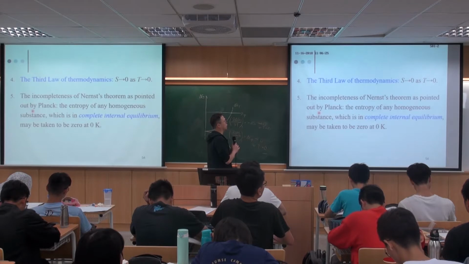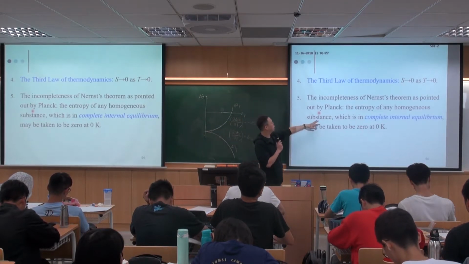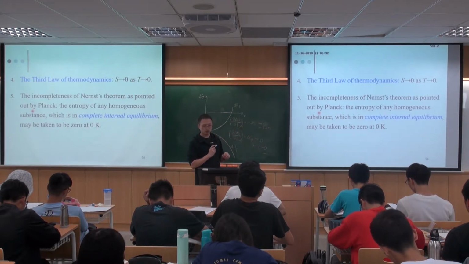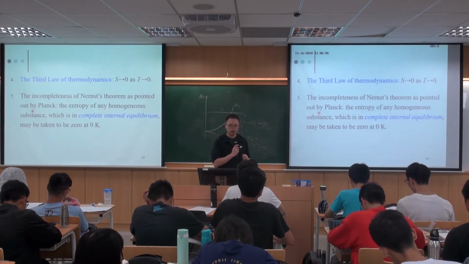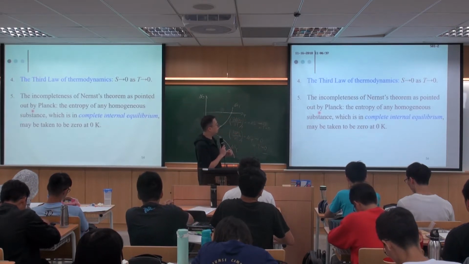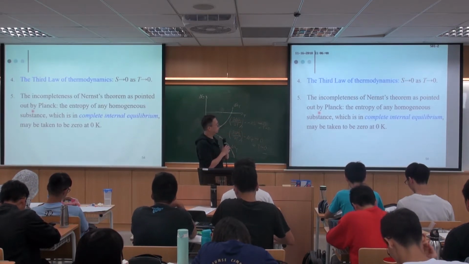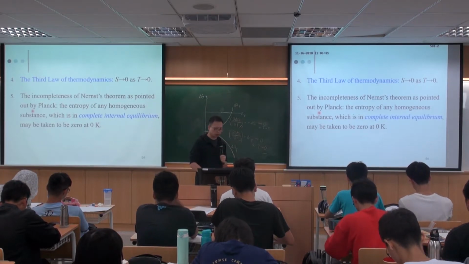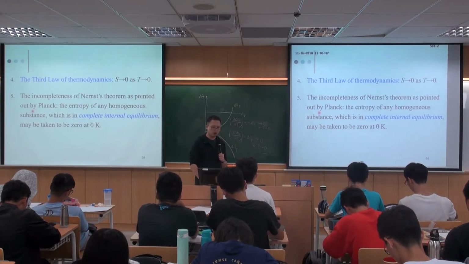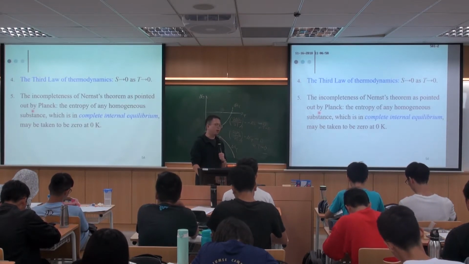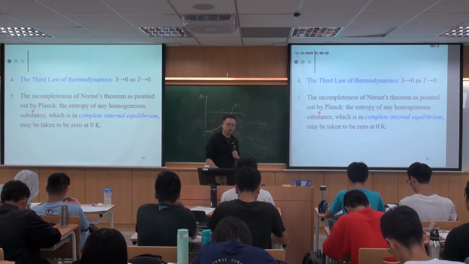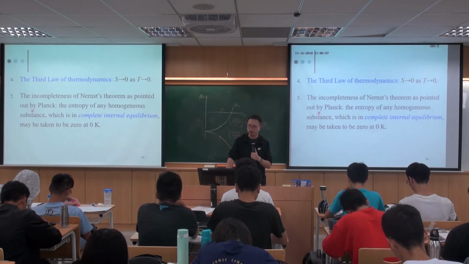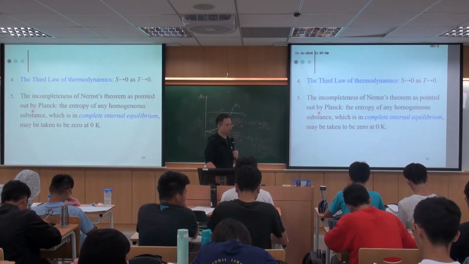So Planck suggests that only for homogeneous substance, and when it is in complete internal equilibrium, then the entropy may be taken to be 0 at 0 Kelvin. So that's the reason why for the third law, a lot of people suggest that this is not a law. It's more like, I'd say, a postulation that it's really hard to go down to 0 Kelvin, and it's really hard to verify that this is the case.